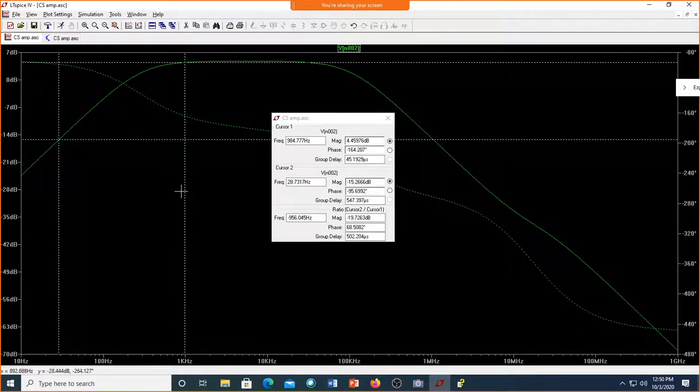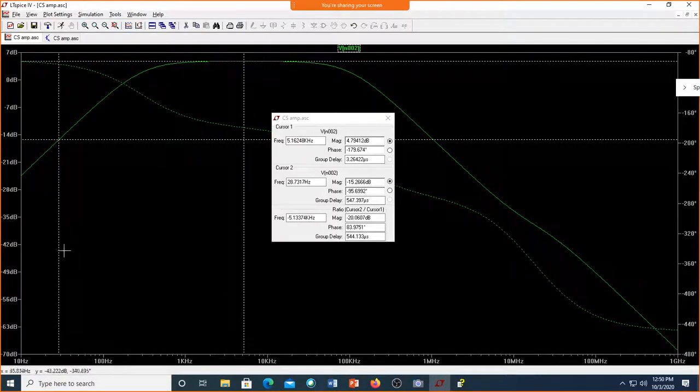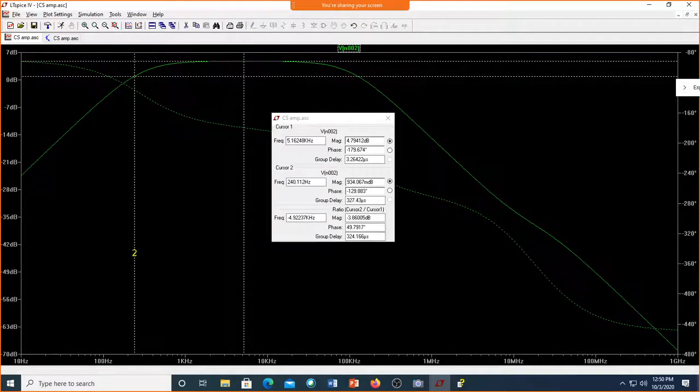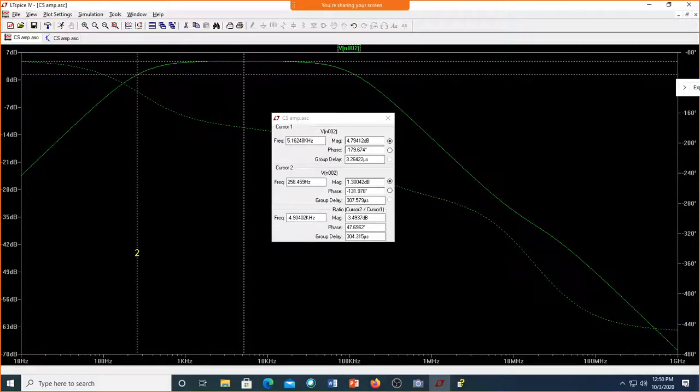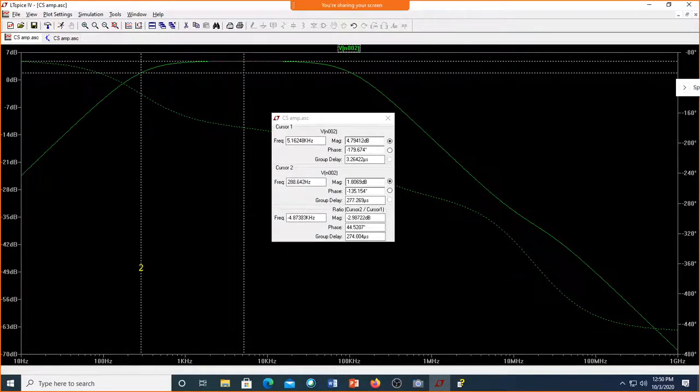So I need to move this and then again adjust it so that it is 3 dB down. Where is 3 dB? Am I there close? Just have a look at this magnitude difference. That should be 3.43. Okay. Am I there close? Yes, sir. Can you see it is now 280 something?